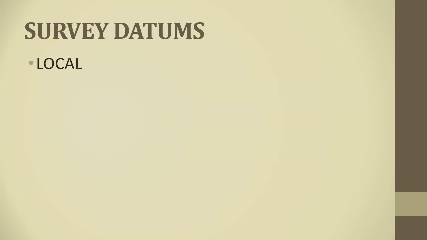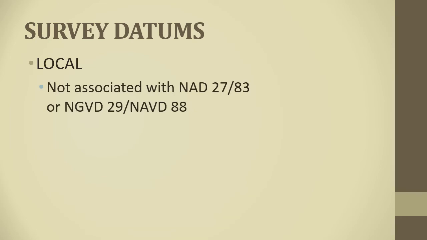Sometimes you might find local datums, none of which are associated with NAD 27 or 83 or NGVD 29 or NAVD 88. For example, there are the Mercator projections, which were developed by a Flemish cartographer back in 1569, and it became the standard map projection for nautical purposes because of its ability to represent lines of constant course. Sometimes you may find a really local datum, such as Lake Erie.